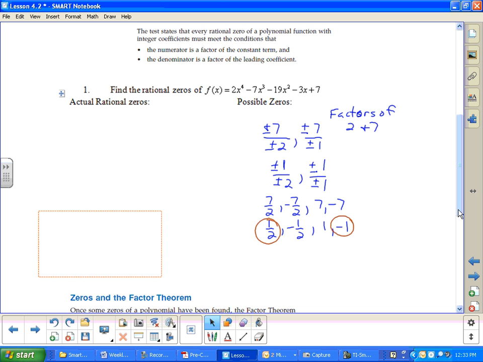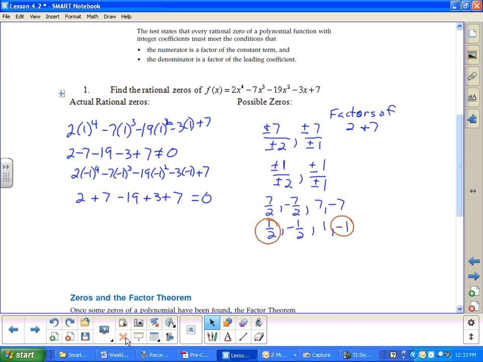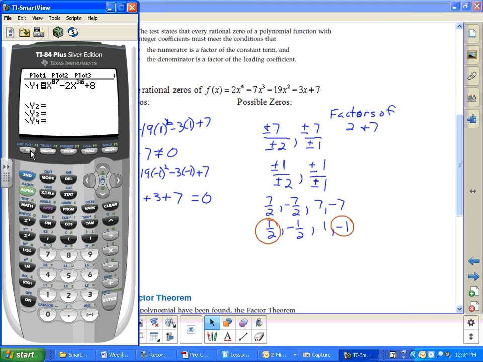And now that we have our calculator, we can actually plug the function into the calculator and find them. Now to find the actual ones, we could pick the numbers and start plugging them into the function, or we could use synthetic substitution. But to use synthetic substitution with all of these would be a lot of work, wouldn't it? So we actually should find that 1/2 and negative 1. So let's look at the graph of this function.